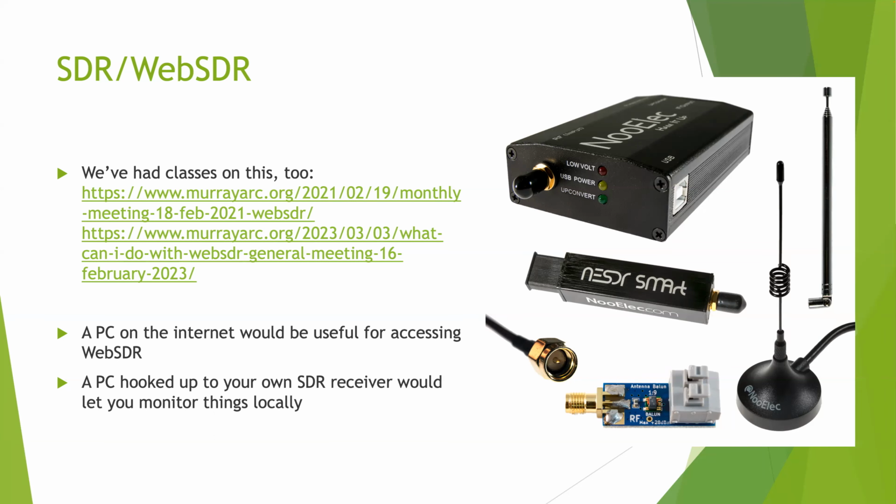So a PC would be useful for accessing WebSDR. But if you have your own SDR receiver, then you can monitor things locally as well. I've got a Raspberry Pi at home with a SDR receiver on it. I don't remember what I paid for the SDR receiver, like $40 or something like that. And I can use that to monitor pretty much any frequency that it can receive. So there's software available for trunk decoding, so you can listen to public service radios.